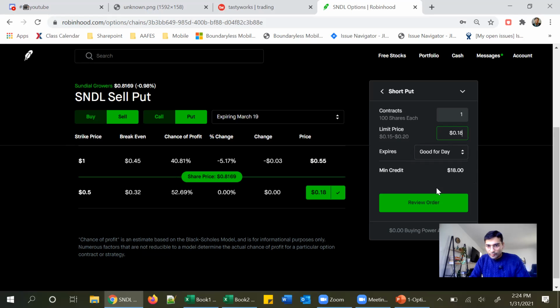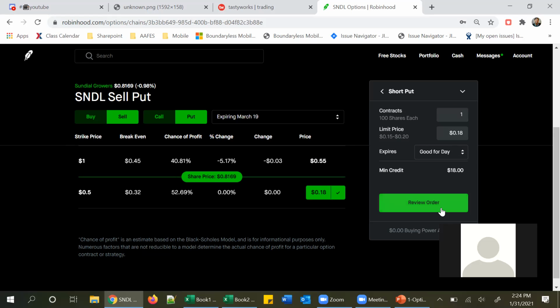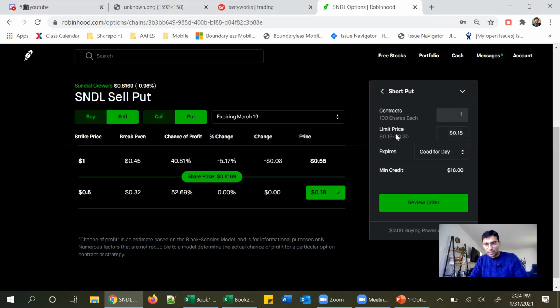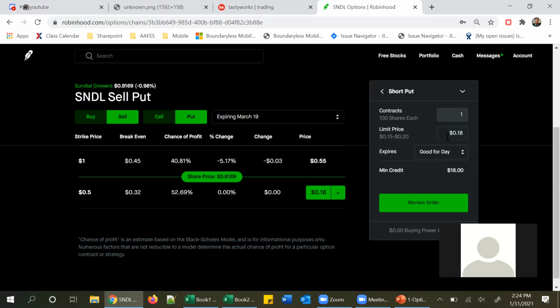Good for the day, minimum credit. So see, this is a credit here. For each contract, I'm going to make $18. I think I have placed 20 contracts. So limit price here is your strike price. No, limit price is the price for this contract, the insurance premium, your buying price. Strike price is 0.5.